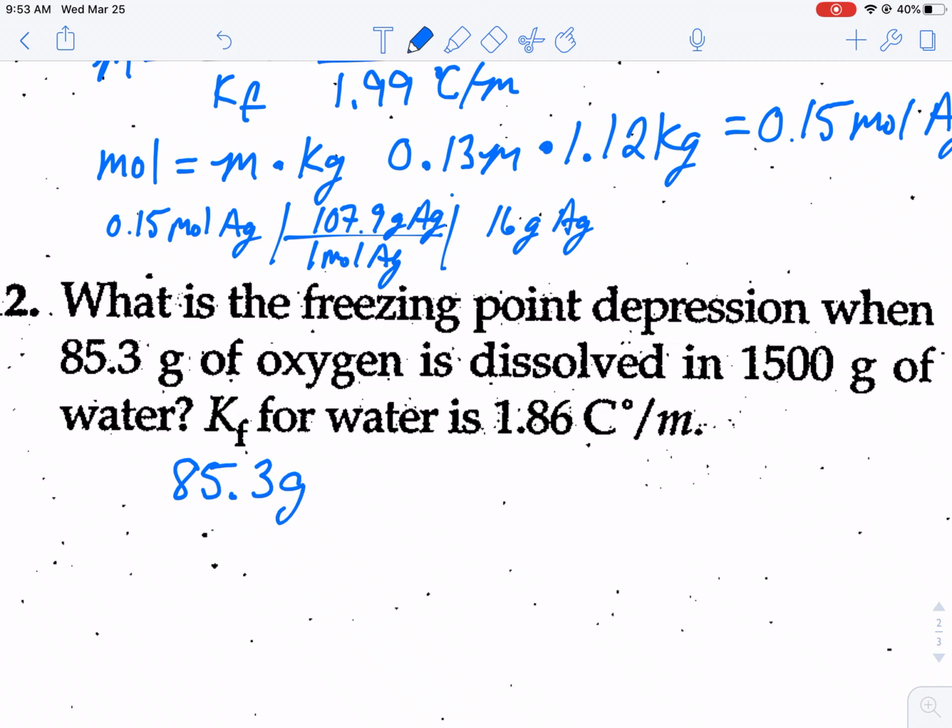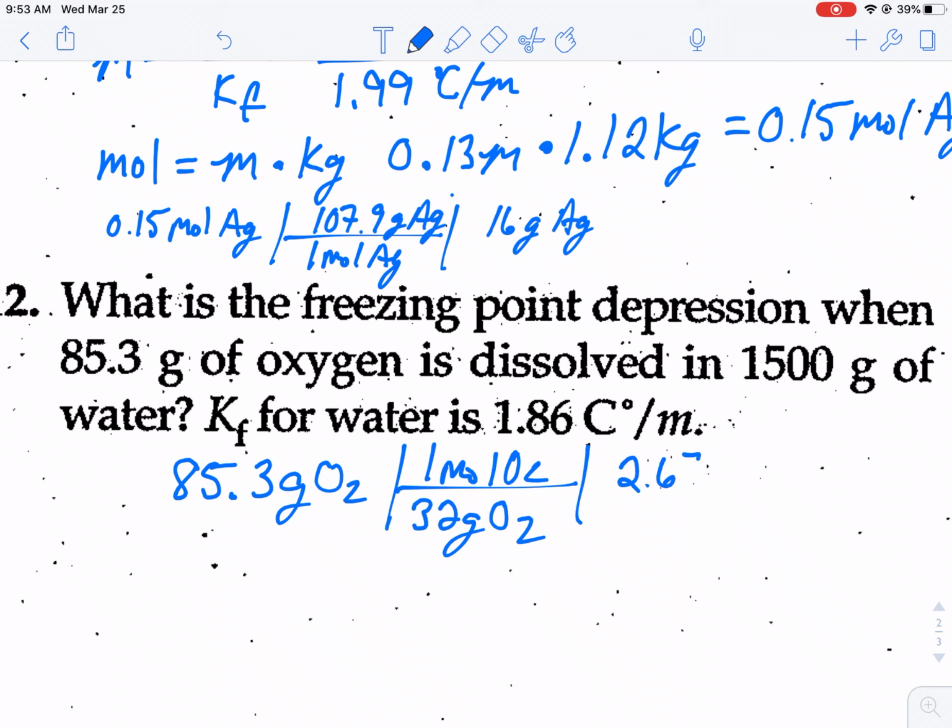Find my moles of solute. So I'm going to take my 85.3 grams of oxygen because that's my solute, and I'm going to go ahead and convert that over. 85.3 divided by 32 gives me 2.67 moles of oxygen.